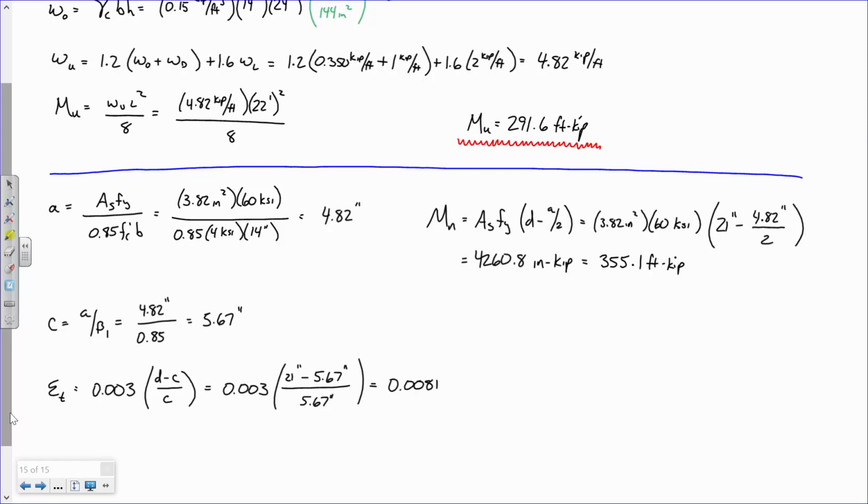.0081. Do I got a second on that? Okay, so we can make two observations. It's bigger than .004. So that's good. It meets the ACI minimum requirement. What does that also tell us?